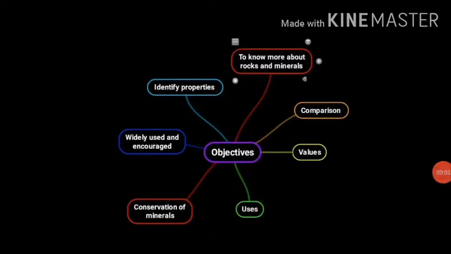Now the objectives of this chapter: the earth is made up of rocks. It means to know more about rocks and minerals. Students will be able to compare how a rock is different from a mineral, the uses of rocks, and the rock cycle, how rocks change into different types of rocks. Students will be able to make and record observations from rocks and minerals.